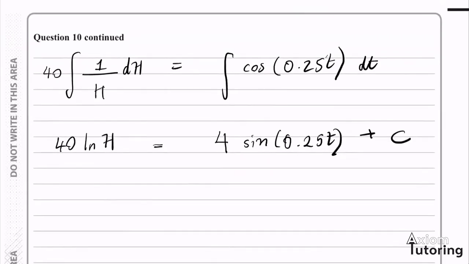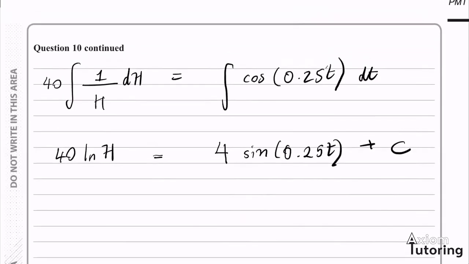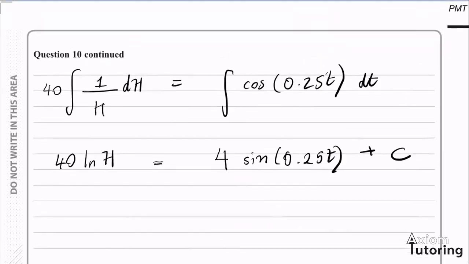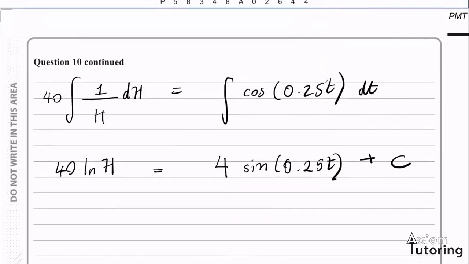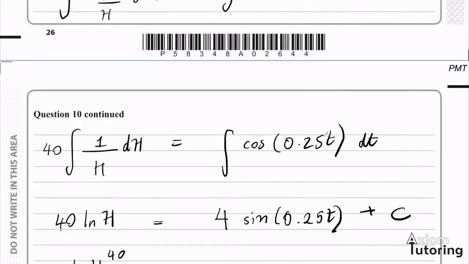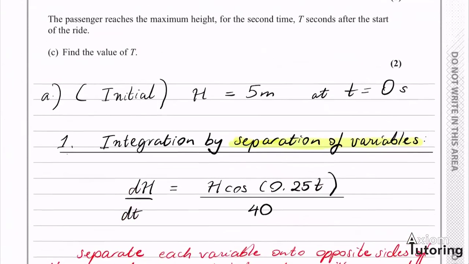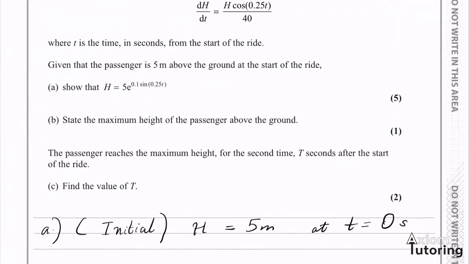And what we can do from here is rearrange to make h the subject. So let's do that. Let's maybe divide through by 40. Alternatively, 40 ln h can be written as ln of h to the power of 40. Let's just have a look at the form that we expect our answer to be in, because that can give us a bit of a clue.